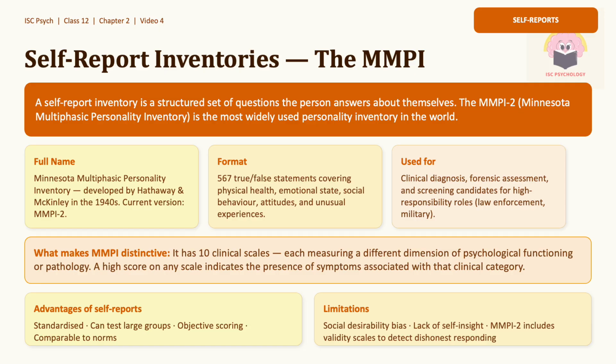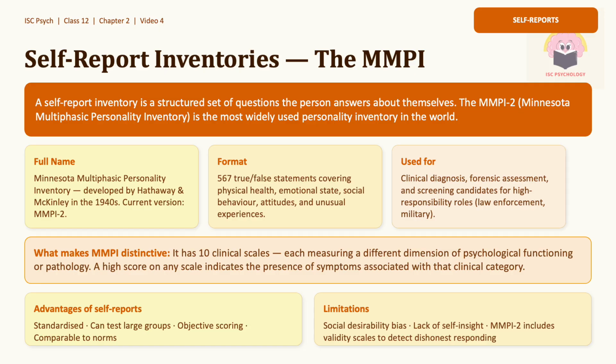The Minnesota Multiphasic Personality Inventory is one of the most widely used and thoroughly researched psychological assessment tools in the world. It was originally developed by Hathaway and McKinley in the late 1940s and has been updated. The current version used clinically is the MMPI-2. The MMPI-2 consists of 567 true or false statements. The person reads each statement and indicates whether it is true or false as applied to themselves. Statements cover a wide variety of areas, including physical health, emotional state, social behavior, attitudes, unusual thoughts, and experiences.